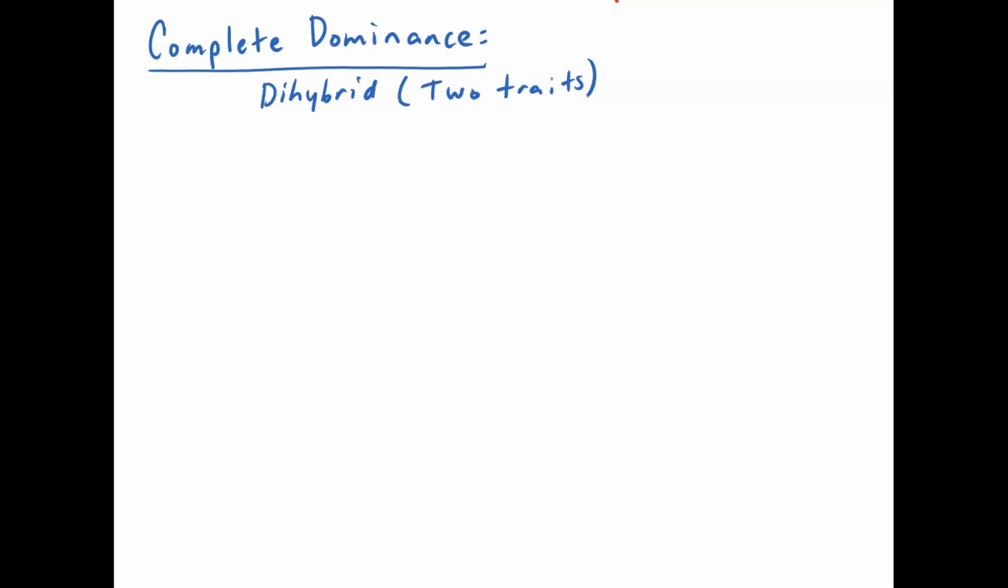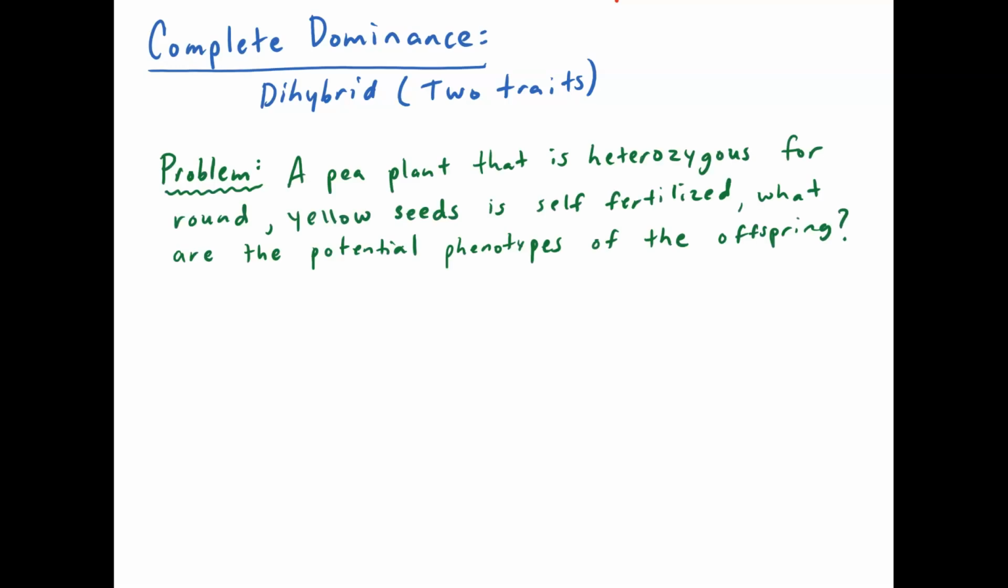So let's take a look at this dihybrid problem. Here's a good example problem. This is the type of problem that you might see in one of my quizzes or tests. We have a pea plant, and make sure you're writing this problem down completely in your sketchbook or written notebooks. A pea plant that is heterozygous for round yellow seeds is self-fertilized. What are the potential phenotypes of the offspring? That's what we're looking at here. And we want to always remember our 3 steps to solve these types of problems.